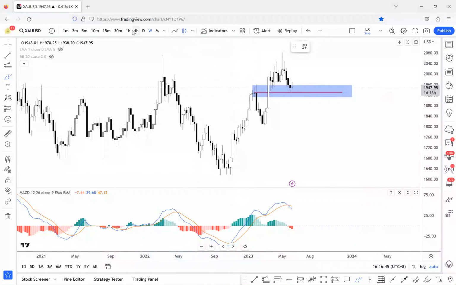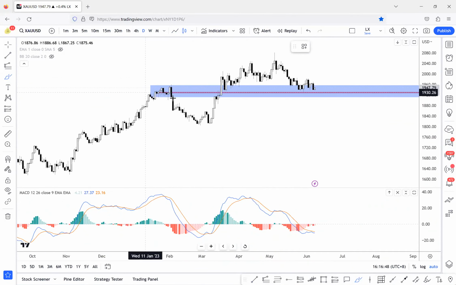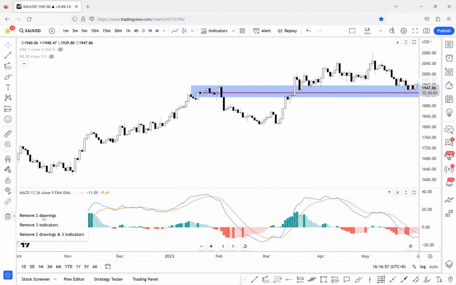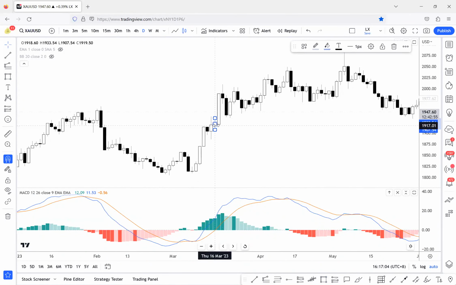So if we are seeing dojis on a higher time frame, what this suggests is that it represents a range that prices are trading within. If you take a look at the same example here, an example of a doji that we have would be this zone here. So let me just remove that. This is an example of a doji with relatively small bodies and long wicks.